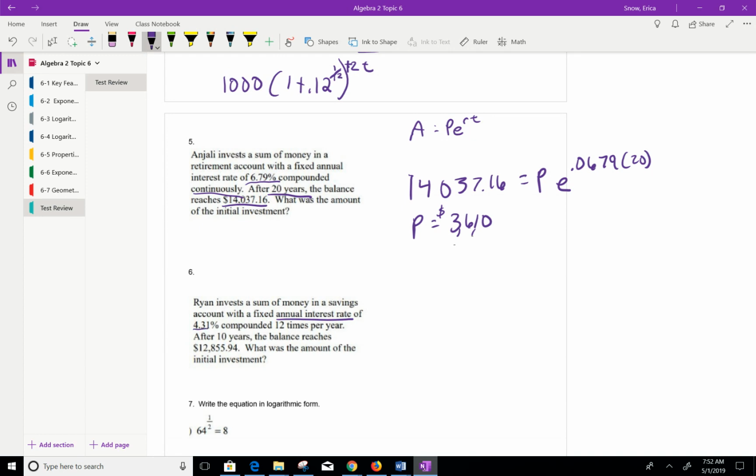So question 6 says, Ryan invests a sum of money in a savings account with a fixed annual interest rate of 4.31%, compounded 12 times per year. That's monthly, peeps. After 10 years, the balance reaches this. What's the amount of the initial investment?